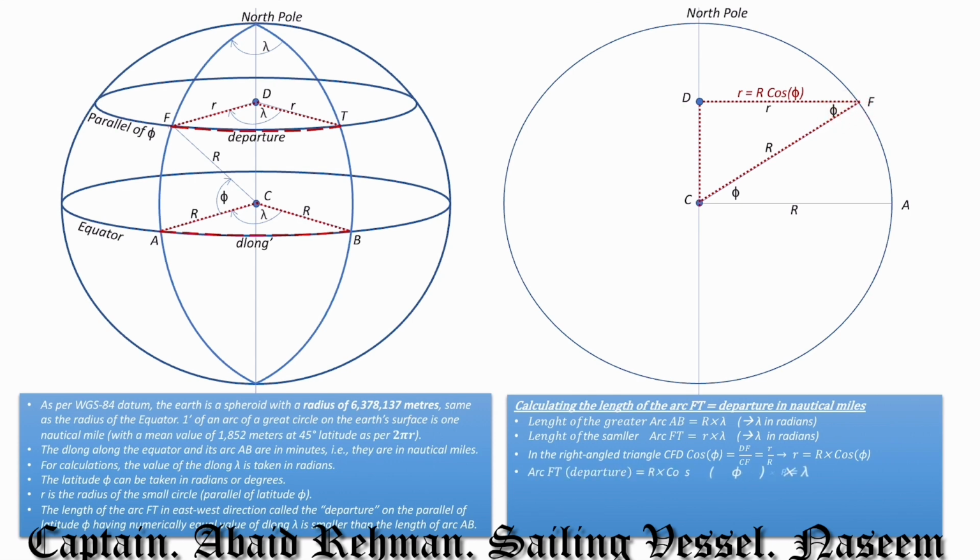Now we can substitute the value of the small letter r, which is equal to capital R times cosine phi, into the expression for the length of the smaller arc FT, or departure. Small letter r times lambda becomes capital R times cosine phi times lambda. We can slightly rearrange lambda and capital R and put them together. And we can see that capital R times lambda is the arc of d long, or AB.